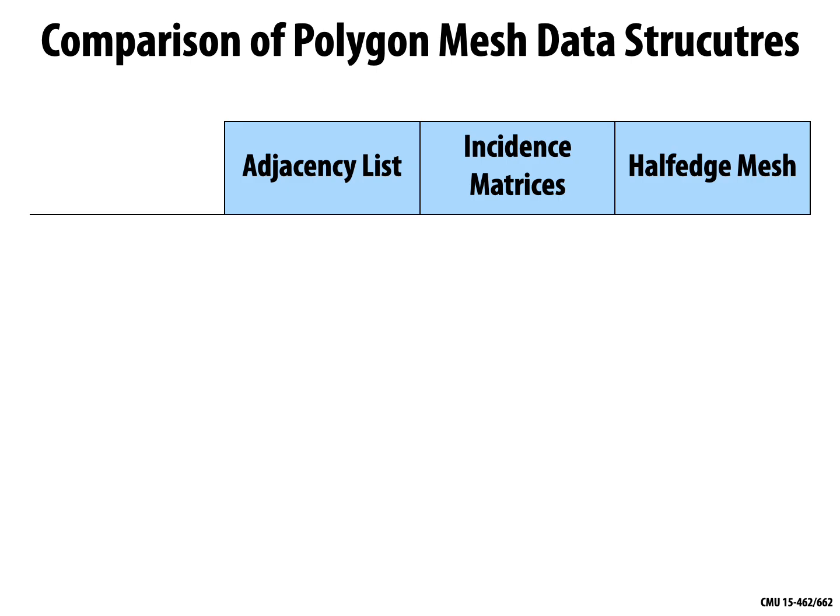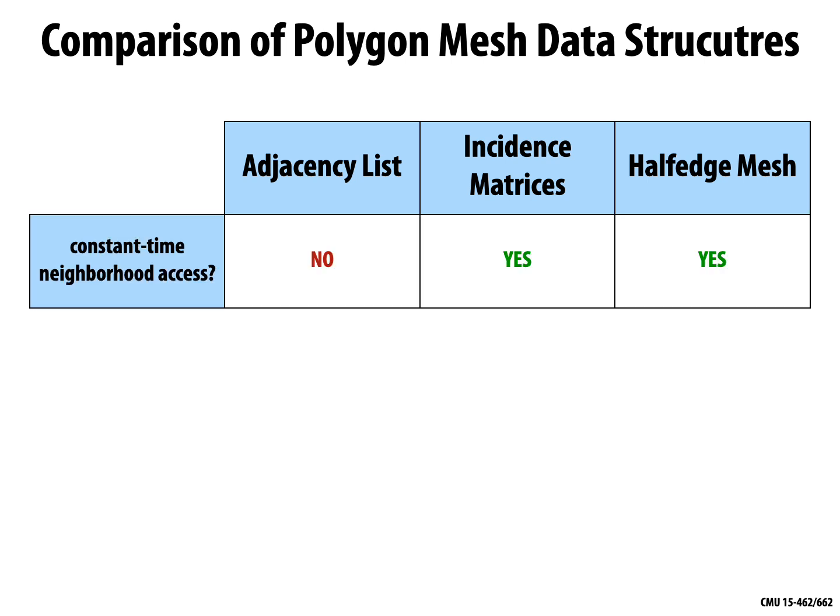Okay, so let's take a step back and just compare a little bit all these different polygon mesh data structures we've looked at. We looked at adjacency lists, incidence matrices, half-edge meshes. I'm not including Polygon Soup here because there's almost nothing you can do with Polygon Soup other than to just fire those triangles down the rasterization pipeline, other than to visualize. Okay, so one thing we can ask is, can I access the neighborhood of a mesh element in constant time with each of these representations?